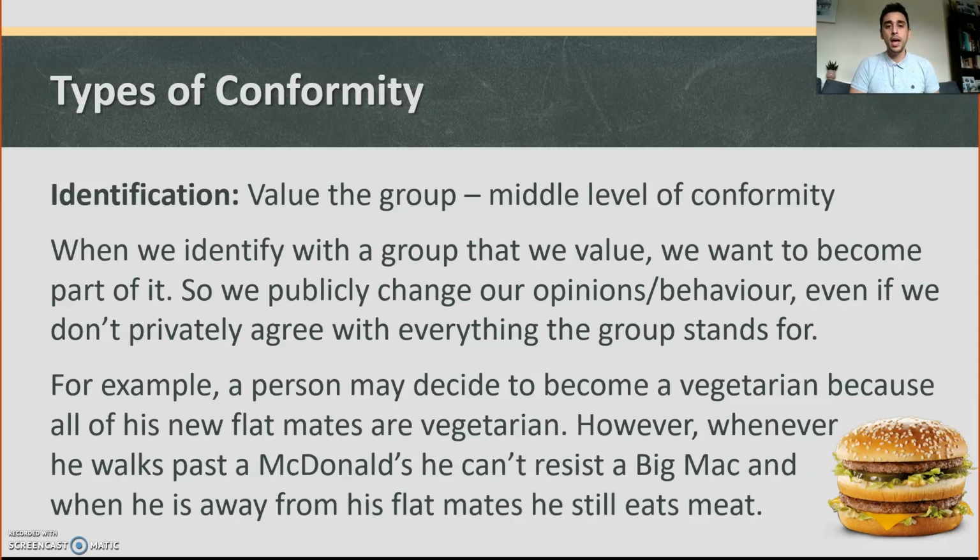So for example, a person may decide to become a vegetarian because all of his new flatmates are vegetarian. However, whenever he walks past the McDonald's, he can't resist a Big Mac, and when he is away from his flatmates, he still eats meat. This is identification, right? It's about valuing the group. I want to be part of the group. I want to fit in. This is a middle level of conformity.